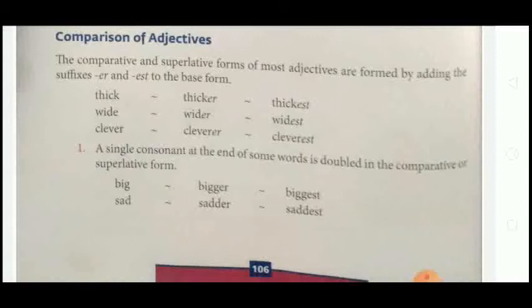See, a single consonant at the end of some words is doubled in the comparative or superlative form. There are some words which end with a single consonant, and then it will be doubled. For example, big: in comparative form it will be bigger, and superlative will be biggest. Okay, sad, sadder, saddest, double D. So when a word ends with a single consonant, it will be doubled.